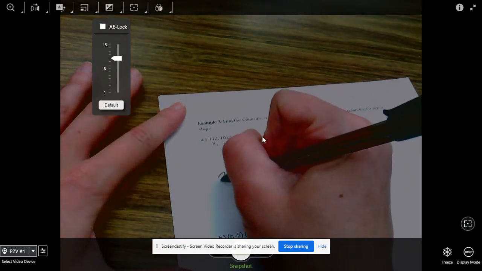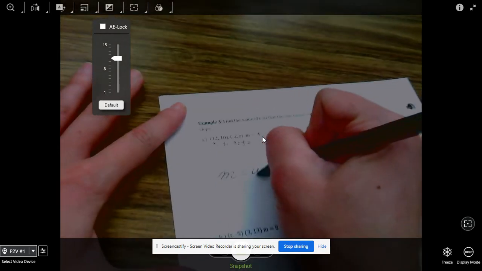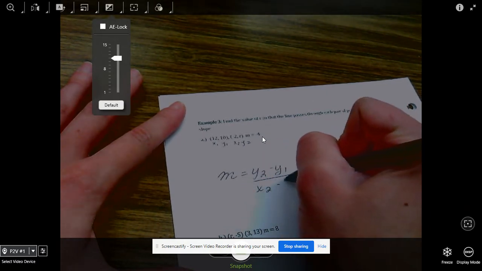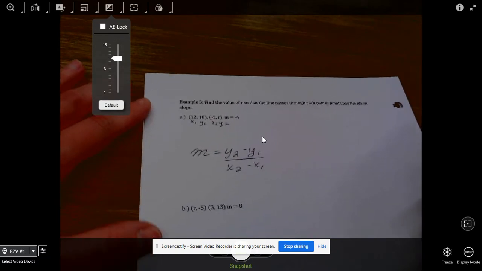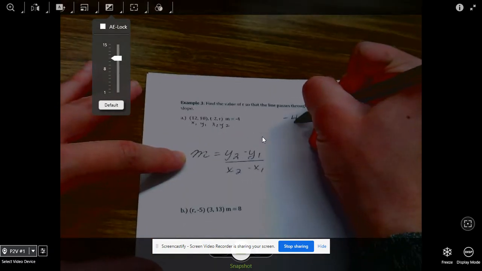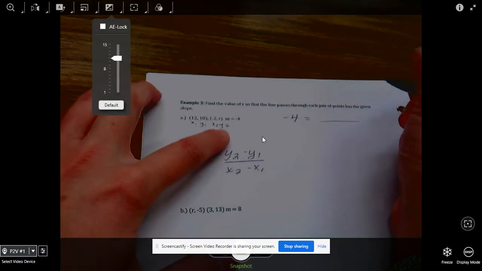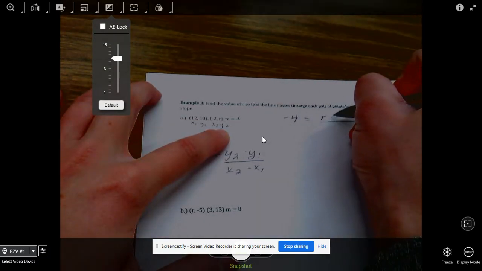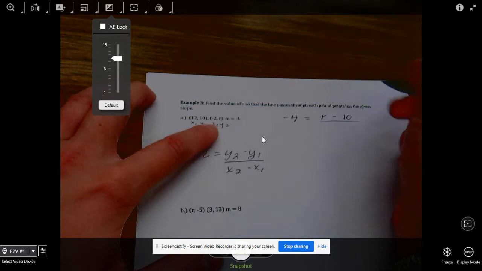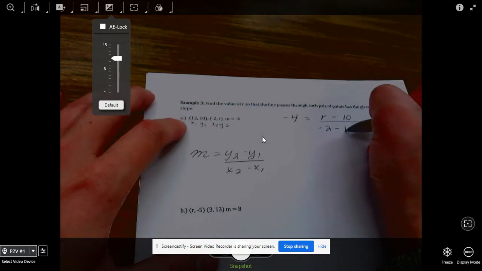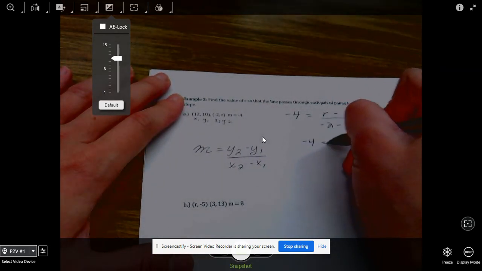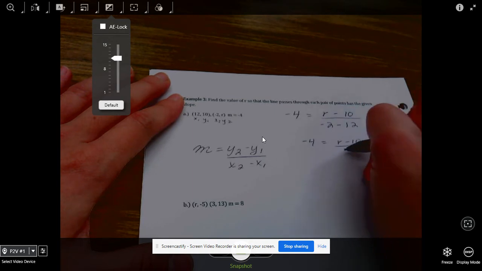So to write slope formula, m equals y2 minus y1 over x2 minus x1. Do we know what m is? Yes, we do. Do we know what y2 is? Yeah, it's r. Do we know what y1 is? It's 10. X2 is -2, and x1 is 12. So now we simplify as much as we can, and we say -4 is r minus 10 over -14.